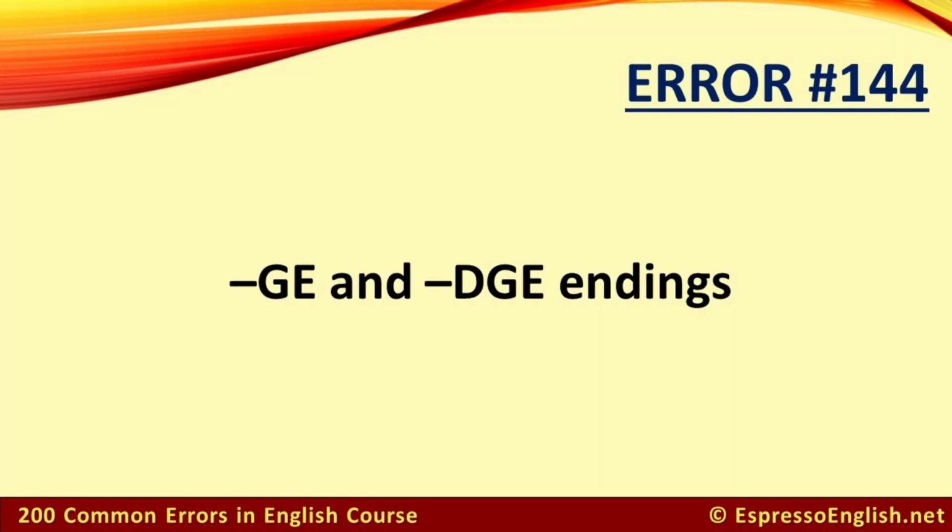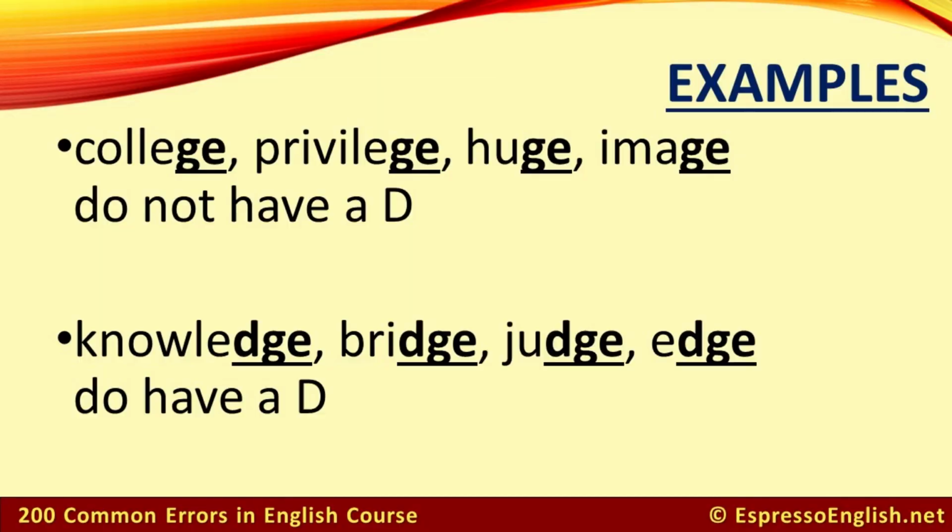Error number 144 involves the endings GE and DGE. These often cause spelling problems because they're pronounced the same, so you might not be sure when to include the letter D. College, privilege, huge, and image do not have a D. They all end in GE. Knowledge, bridge, judge, and edge do have a D. They all end in DGE.